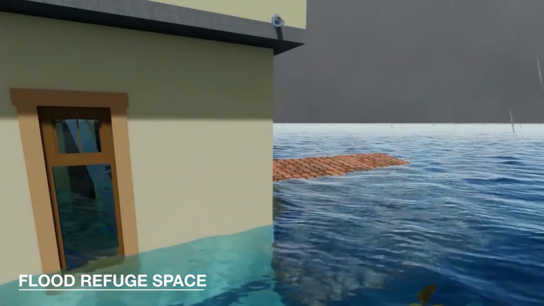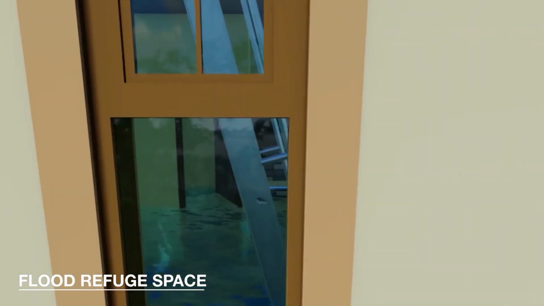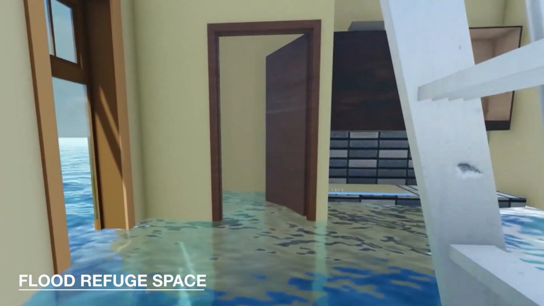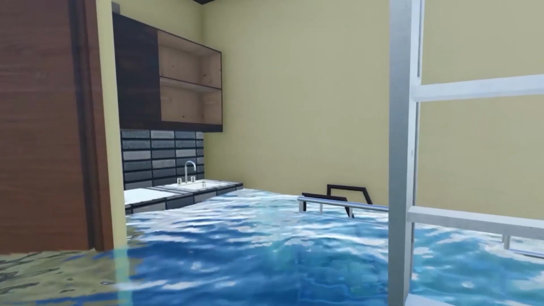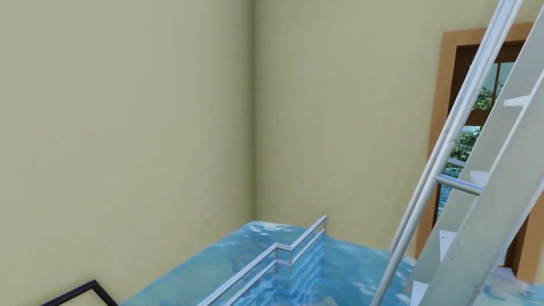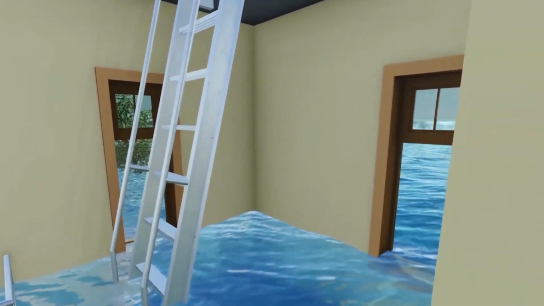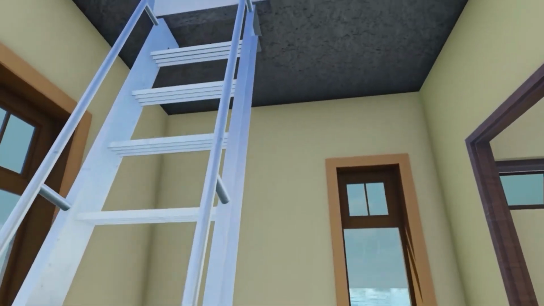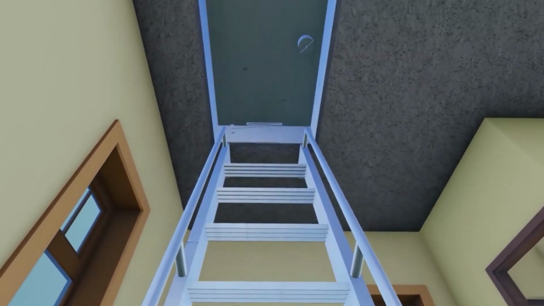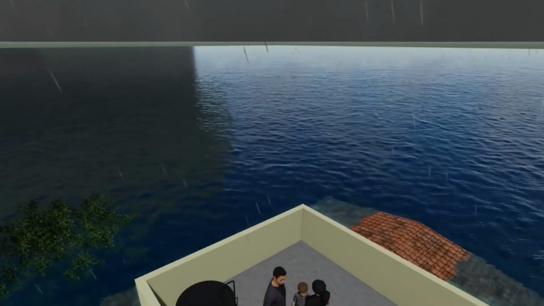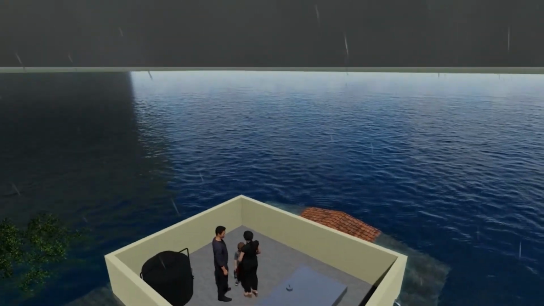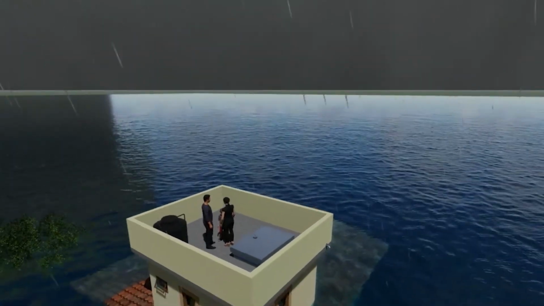Flood refugee space. Sri Lanka is a country that faces frequent flooding with disastrous consequences. In response, disaster-resilient buildings have become essential, but designing an entire structure to withstand such events can be financially, temporally, and aesthetically challenging. That's where fully disaster-resistant rooms, also known as refugee spaces, come in as a cost-effective and easily integrated solution into the design.